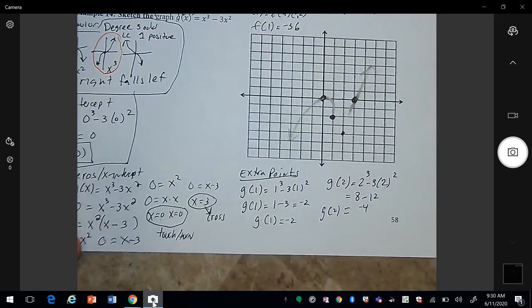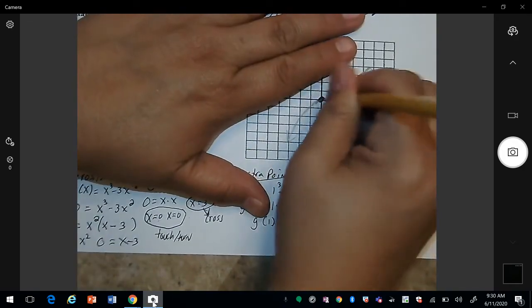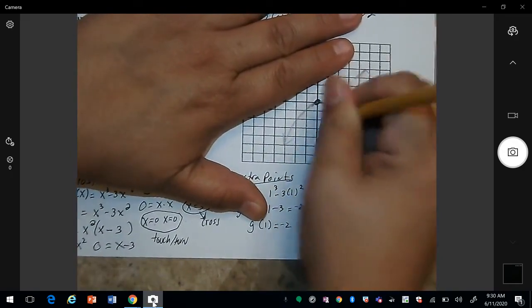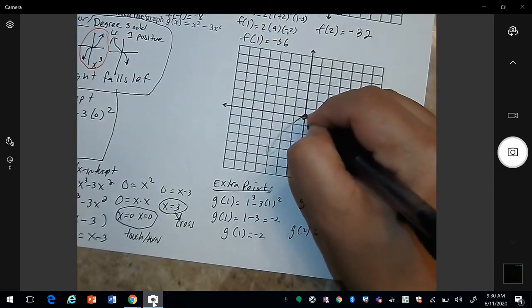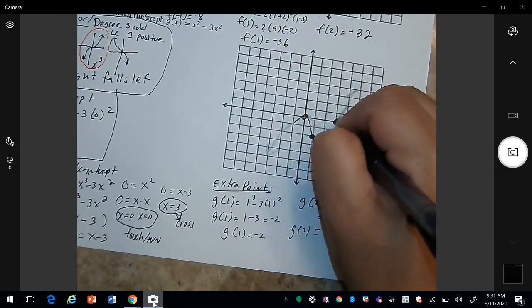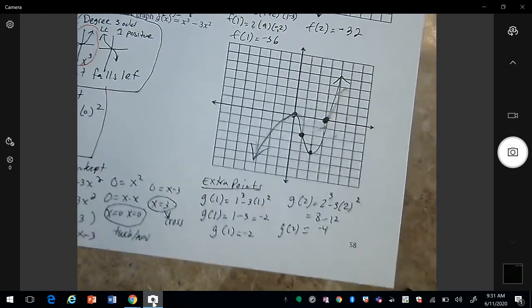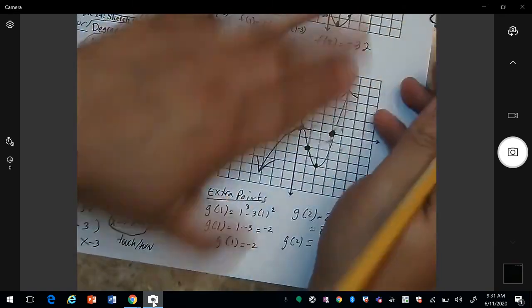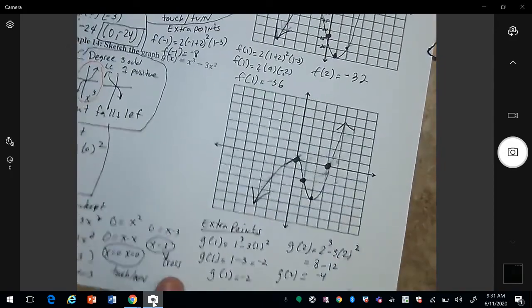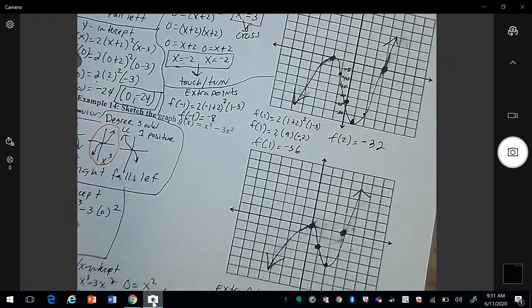So now I can use this information to plot my graph. So I'm going to go from this point here, will come down, and then it's going to go up. Let me erase the pencil. And so that would be our sketch for our graph. Okay, so that's the end of section 2.2.